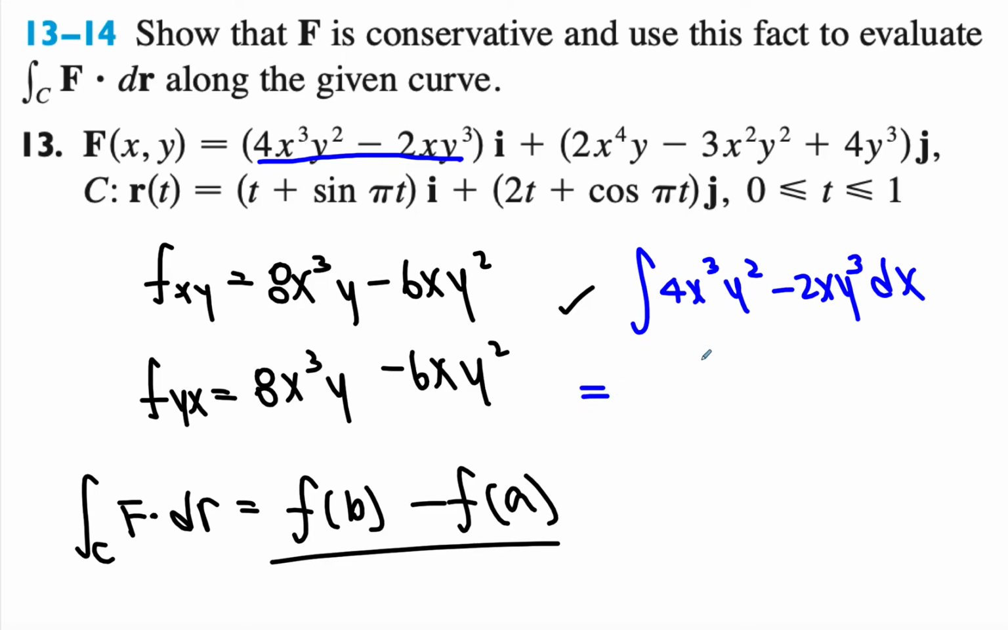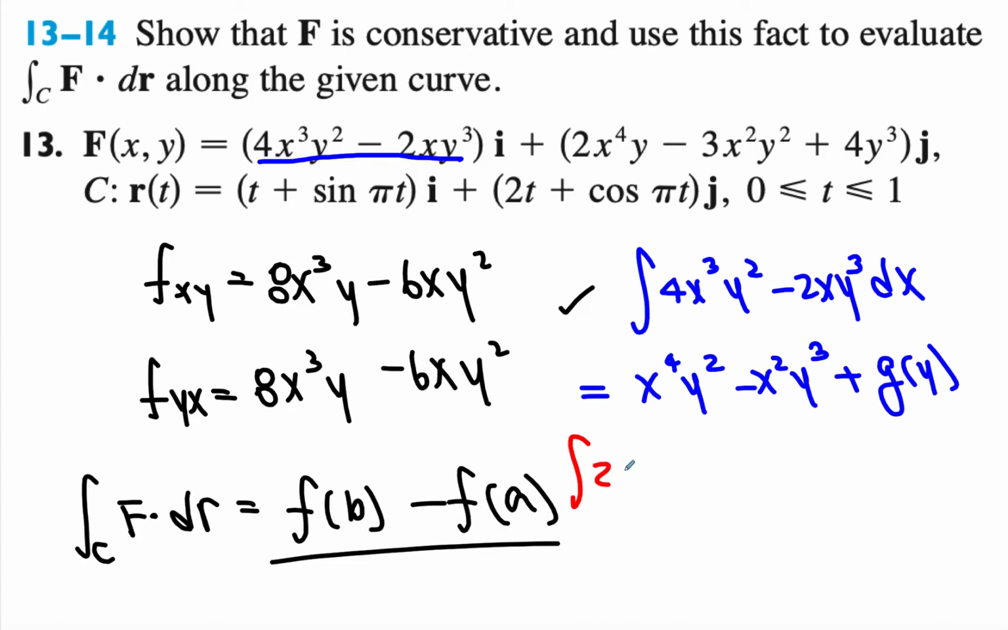So what do we end up getting, guys? That's equal to, actually we don't have 4, we just have x to the 4th power y squared, and then here minus x squared y cubed plus g of y. Now I'm going to do the same thing with the other one. I'm going to take the integral of 2x to the 4th y minus 3x squared y squared plus 4y cubed dy.